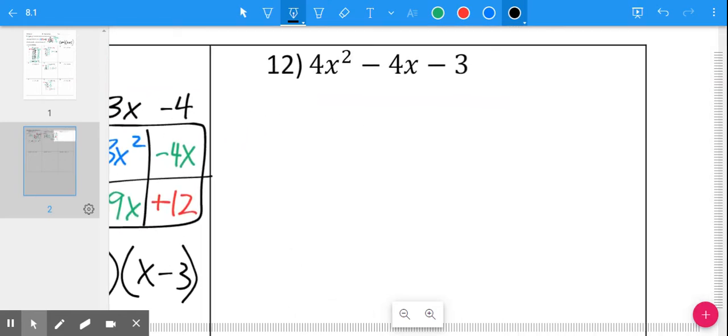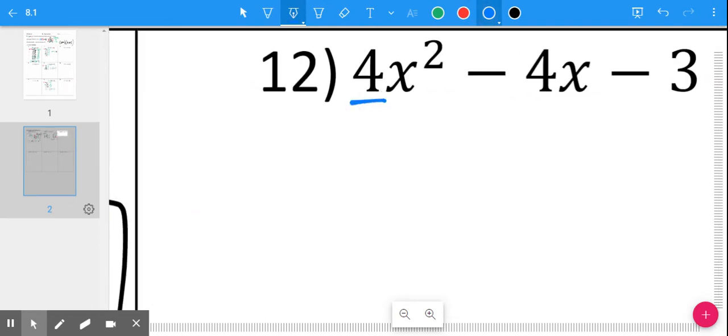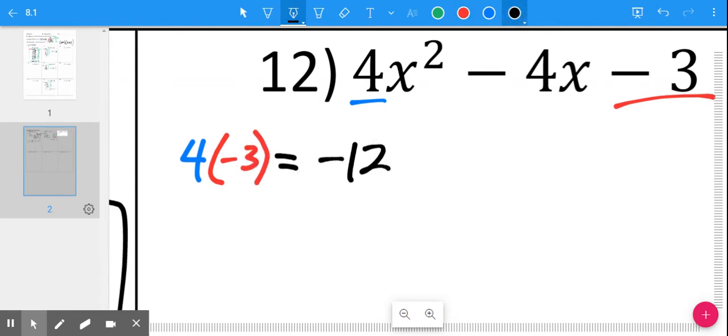Because practice makes perfect, we're going to do another one. So this one has an a value of 4 and a c value of negative 3. 4 times negative 3 is negative 12.